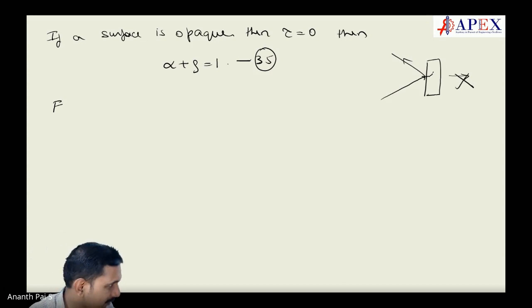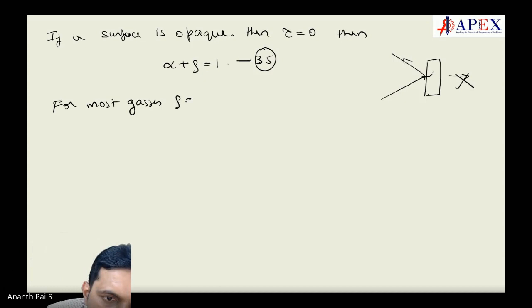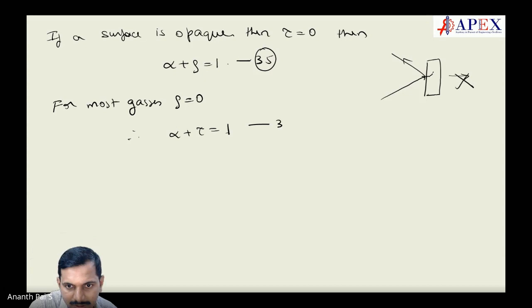Okay. Then for most gases, reflectivity is zero. It does not reflect anything. So therefore, alpha plus transmissivity is equal to 1. Fine.